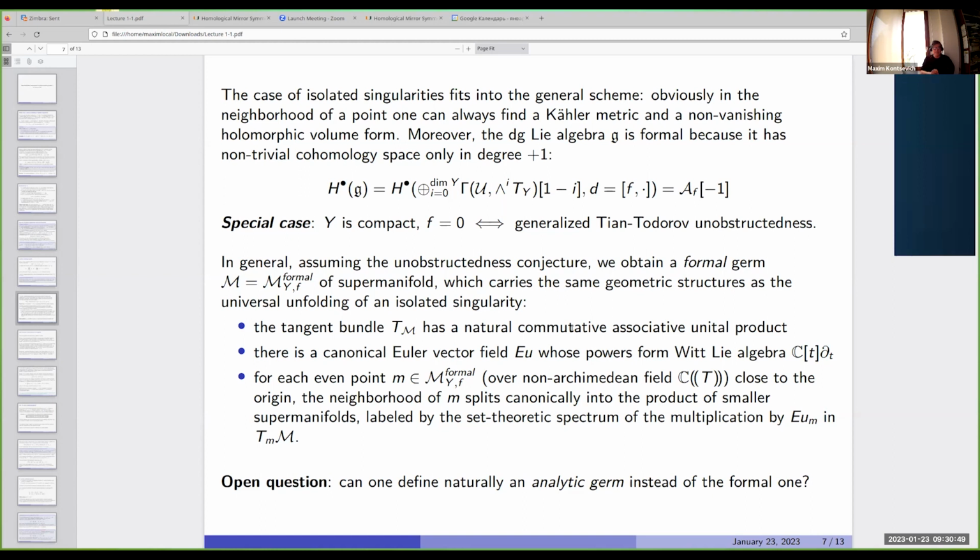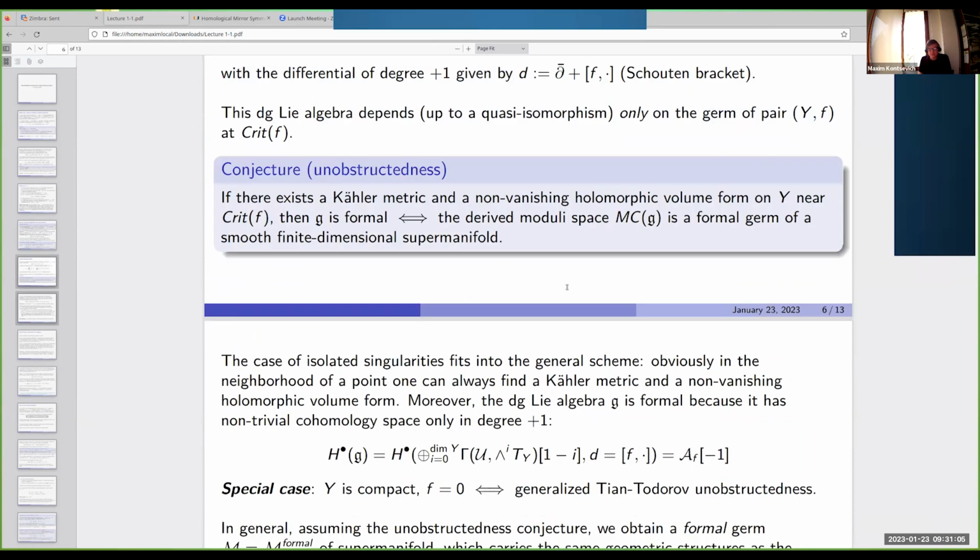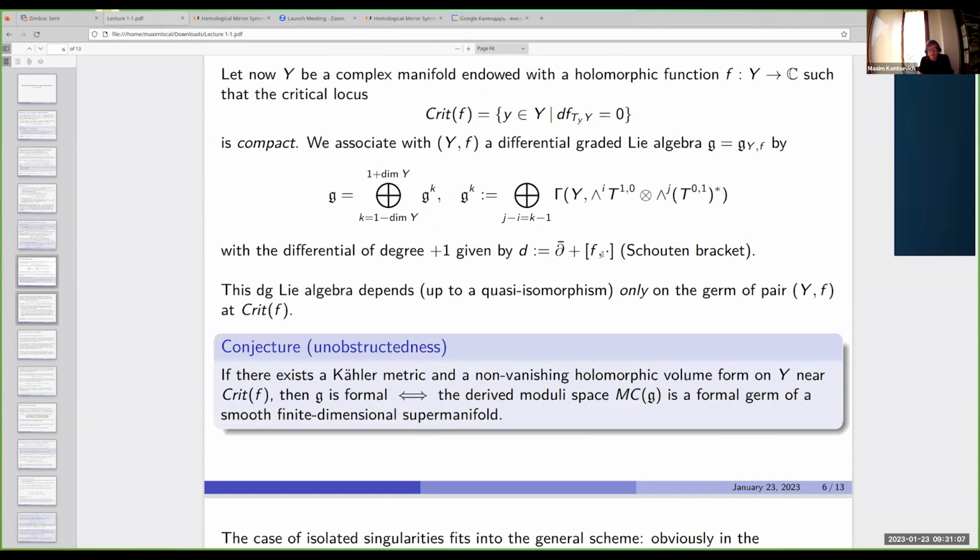And in this case, this formality is absolutely clear because if you consider this DGL algebra, in case of isolated singularity, it has non-trivial cohomology only in degree +1. Just recall this, you have differential here, d bar and commutator with f. You just do a little spectral sequence, you consider cohomology with coefficients in d bar, and because the small neighborhood is Stein, you have only kernel, you have only holomorphic sections.